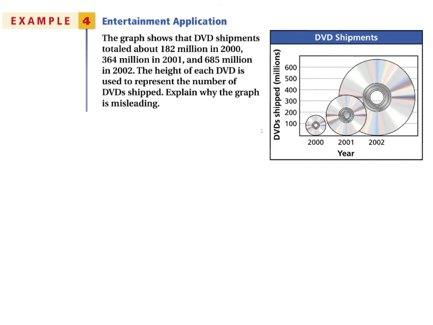Well, when I look at this, I see that this is the height, which is also the diameter. But we're going to call that the height of each DVD. But if I'm looking here, this is about 685 million, and this one's about 182. If you divided them, it looks like from here to here, it's approximately 3.8 times greater as the number of DVDs, which it is. So this is 3.8 times bigger.